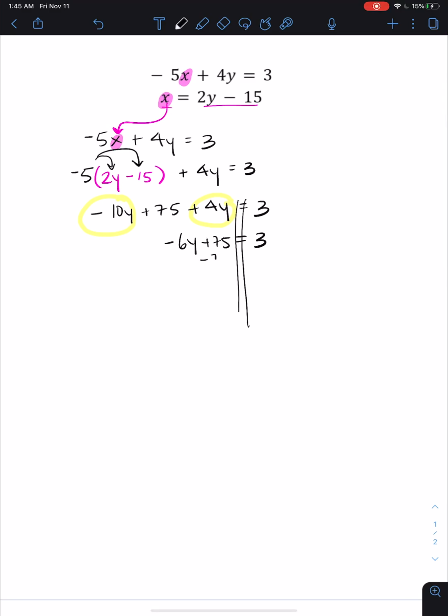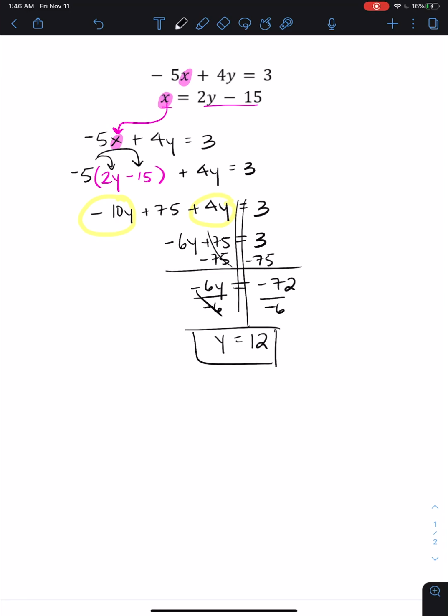Now we need to use inverse operations to get our constants on one side and our variable on the other. So we're going to subtract 75 from both sides. The inverse of addition is subtraction, so negative 6y is equal to negative 72. And now we're going to do the inverse of multiplication, which is division. So we're going to divide by negative 6 on both sides. A negative divided by a negative is a positive, and we're left with y equals 12.